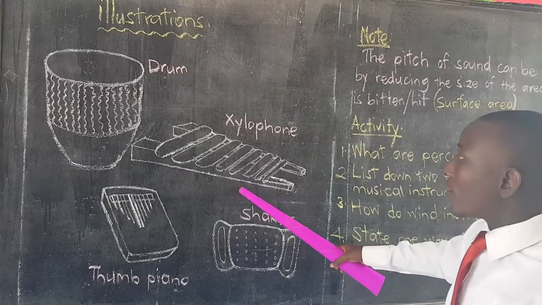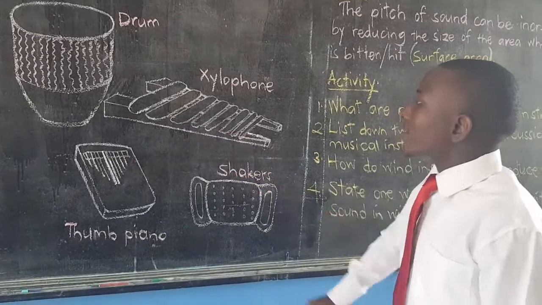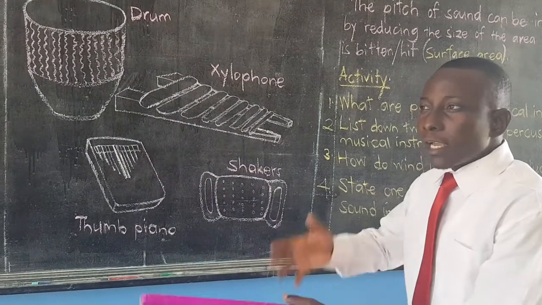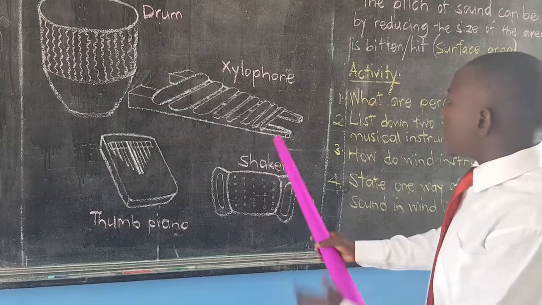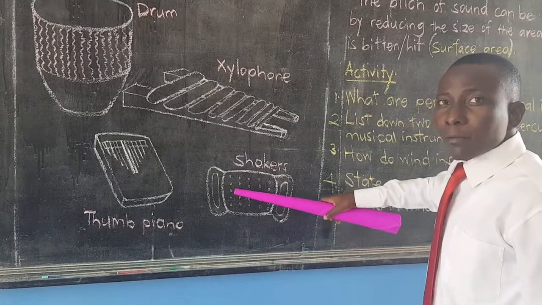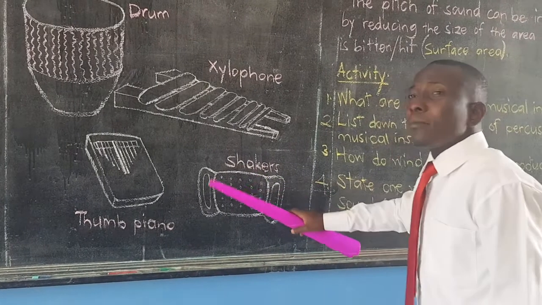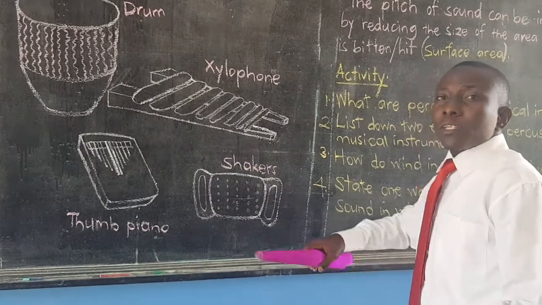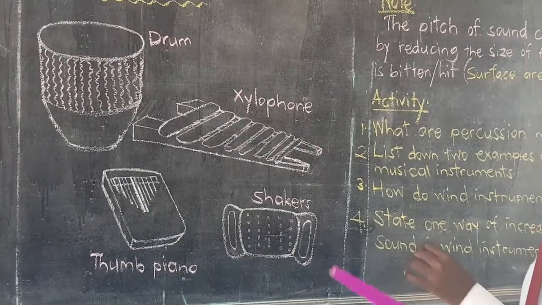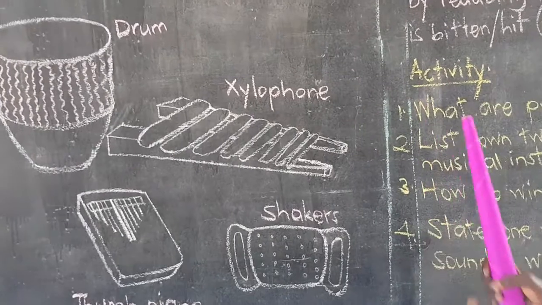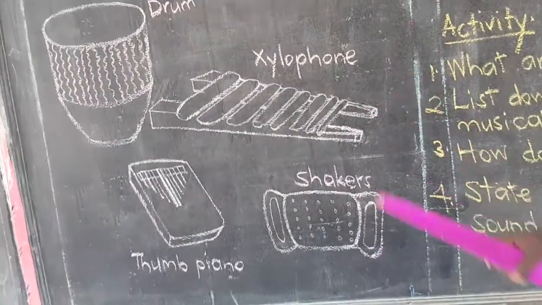This is the xylophone. You just beat it. And the thumb piano, you just keep clapping these things. Then these are shakers. Inside there, it can be metallic or plastic, but they put some small stones or some ball bearings inside, so that you keep shaking it like this. So that is some kind of beating.